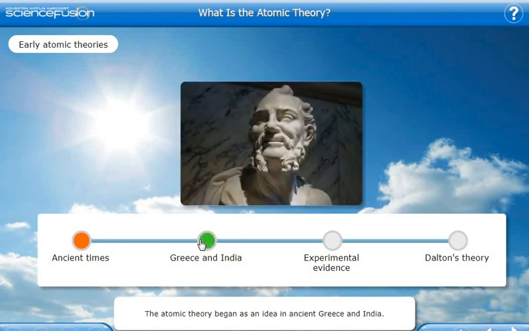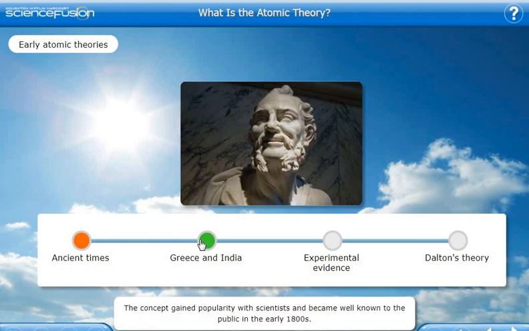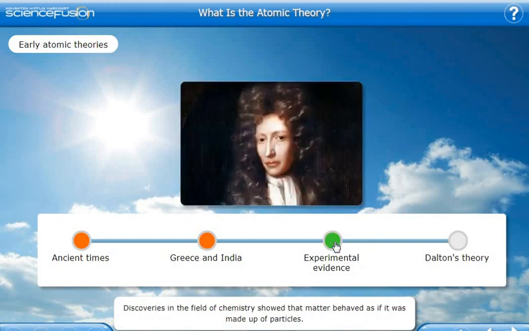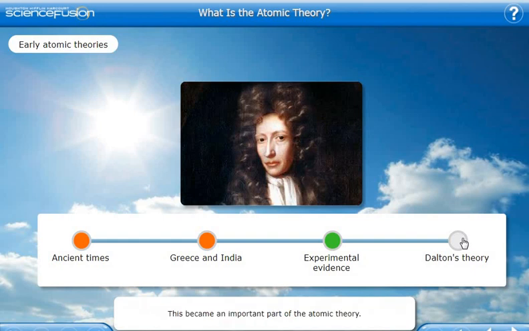The atomic theory began as an idea in ancient Greece and India. The concept gained popularity with scientists and became well known to the public in the early 1800s. Discoveries in the field of chemistry showed that matter behaved as if it was made up of particles. This became an important part of the atomic theory.